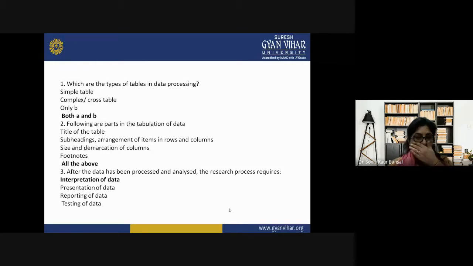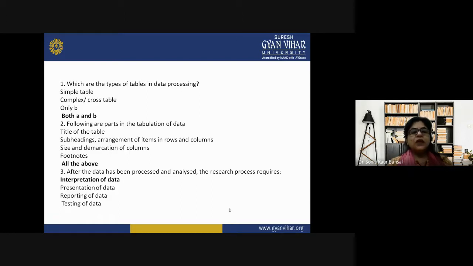Now let's understand which are the types of tables in data processing. So there are simple tables. We had discussed that we have to frame a table when we are going to systematize or order our collected data. So simple table, complex or cross table. There are different types of tables. So the answer would be both A and B. Simple tables are also there. Complex cross tables are also there.